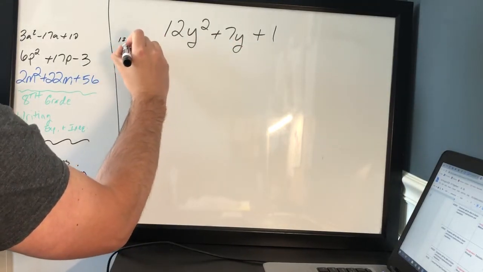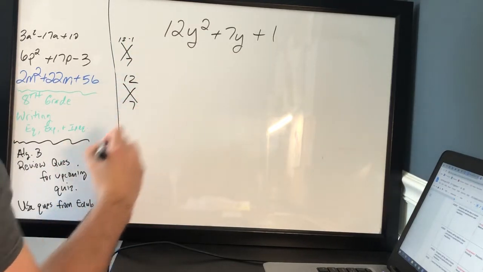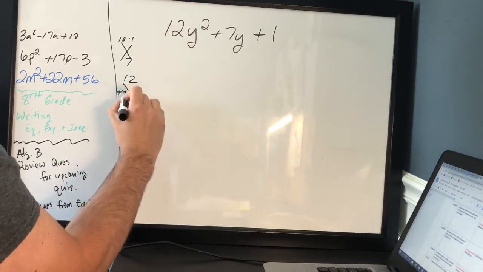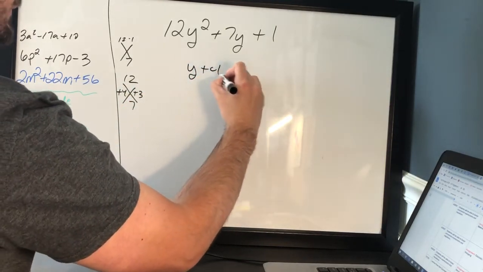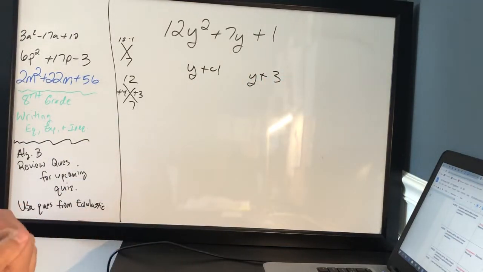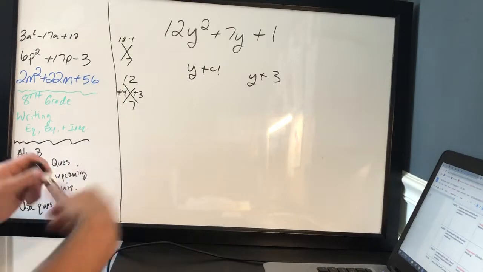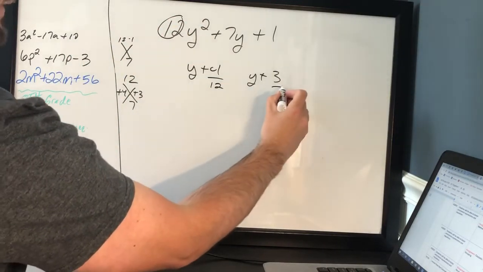So 12 times 1, that adds up to 7. So the factors of 12 that add up to 7 are positive 4 and positive 3. So we would have y plus 4, y plus 3. But don't forget, for the bottoms up method, this is where you guys have to divide by a. In this case, a is 12, so we're going to divide these both by 12.